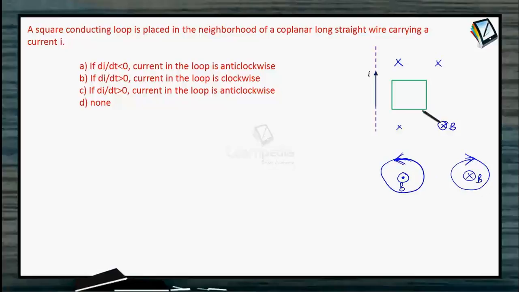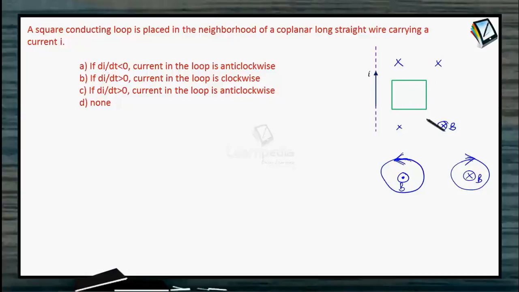Okay, so you can easily see the direction of the field produced due to the closed loop of wire. So here you can see that we have to select: a square conducting loop is placed in the neighborhood of a coplanar long straight wire carrying a current I. So if di by dt is less than 0, it means the current in this wire is decreasing. That means the magnetic field B at the side of this rectangular loop will be decreasing. If the current is decreasing, then B is decreasing.